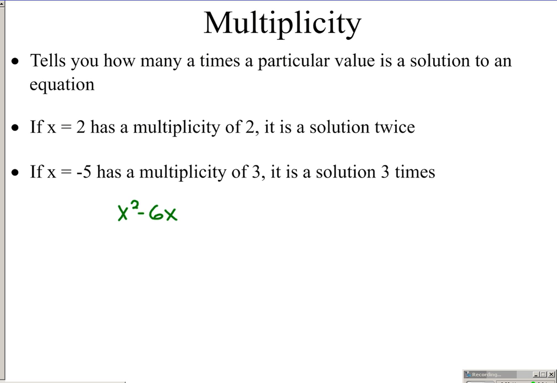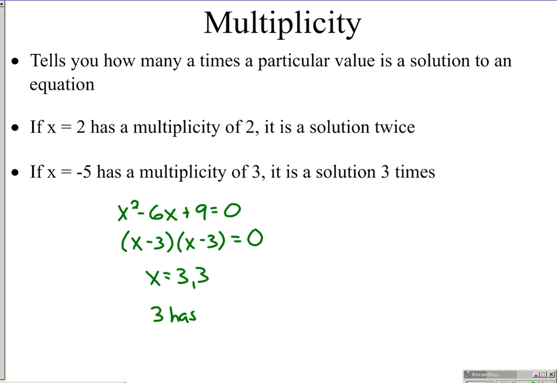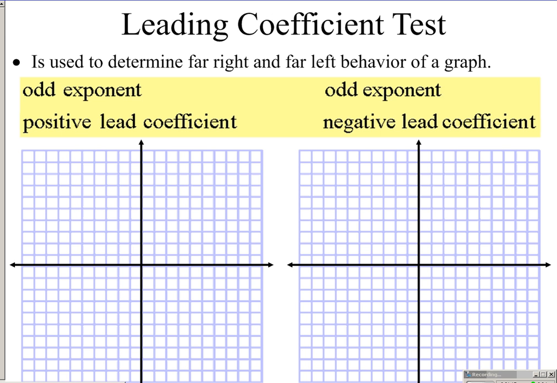If we solve this by factoring, our two factors are x minus 3 times x minus 3. Set each of those factors equal to 0, and they're both going to produce that same solution of 3. So we would say our solution of 3 has a multiplicity of 2 because it is a solution to this equation twice. So when you see that, you know what the book is referring to when it talks about multiplicity.